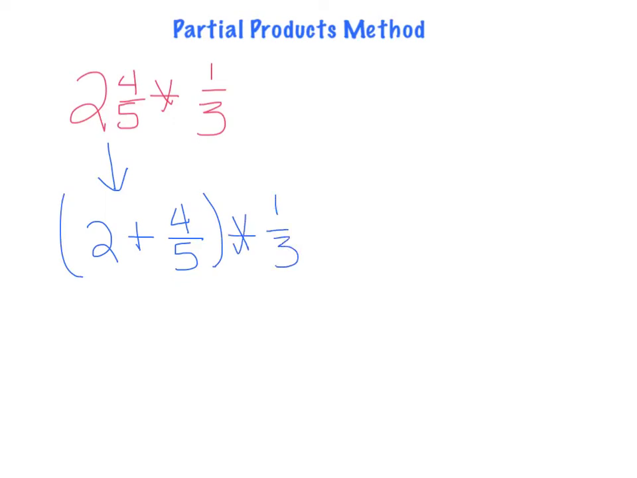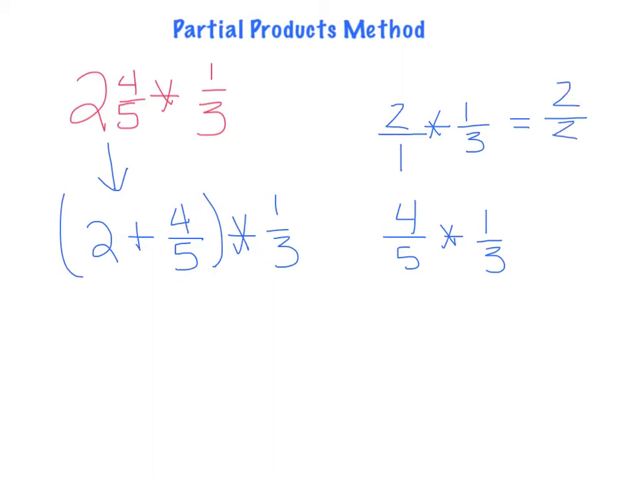Off to the side, just to keep everything organized, I'm going to write 2 times 1/3. So instead of 2, I'm going to write it as 2 over 1. And then I just multiply the numerators and multiply the denominators. Then I'm going to multiply 4/5 times 1/3. Now I need to add together 2/3 plus 4/15.